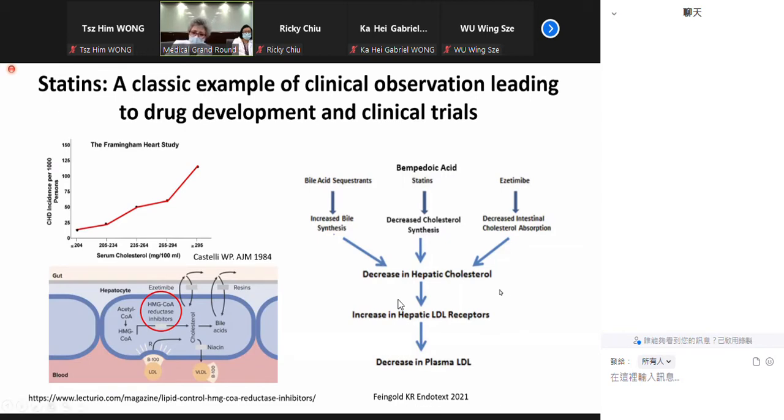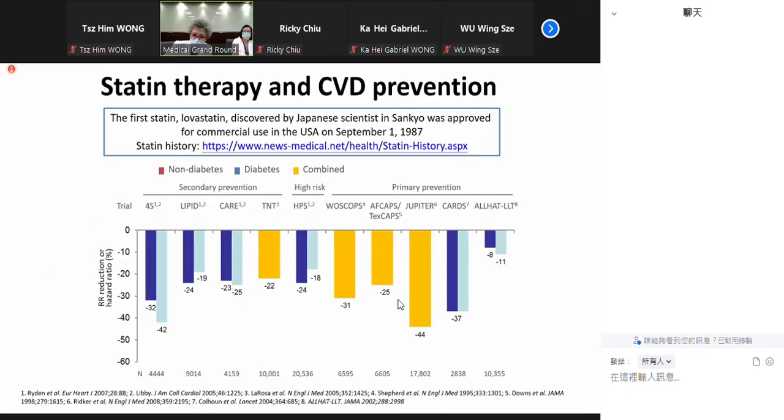So in other words, there are basically a couple of pathways. The statin essentially decreases cholesterol synthesis in the hepatocytes. The ezetimibe decreases intestinal cholesterol absorption, and the bile acid sequestrants increase bile acid synthesis. As a result, we will lead to a decrease in hepatic cholesterol and an increase in hepatic LDL cholesterol receptors, and therefore take up more LDL cholesterol from the plasma, reducing the circulating LDL cholesterol.